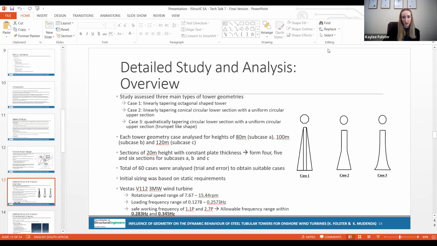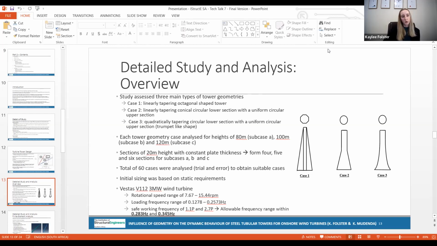Each of these 3 geometric cases was then assessed for 3 different tower cases. In the study, we referred to those as subcases A, B, and C, and that was for an 80-meter height, 100-meter height, and a 120-meter height. And then when it came to analyzing the tower itself, we considered the tower to have multiple components, and each of those components was a 20-meter height subsection so that we could make use of a constant plate thickness for each of those subsections. So obviously for the 80-meter high tower, we would have considered 4 20-meter subsections.